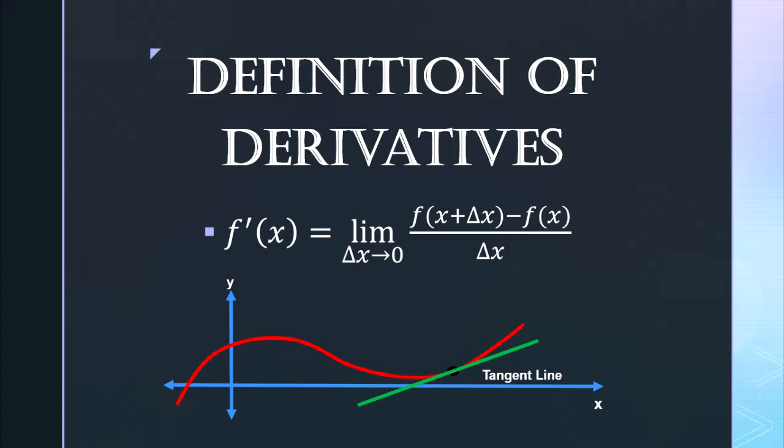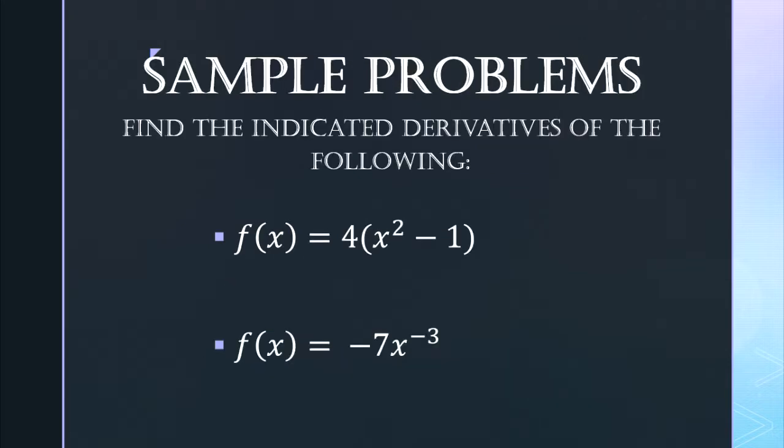So in totality, the derivative of f of x with respect to x is the function f prime of x, and is defined as f prime of x is equal to the limit of f of x plus delta x minus f of x over delta x as delta x approaches 0. Finding the indicated derivative may be long, but we assure you it will indeed be easy. To prove it, we have two sample problems here.